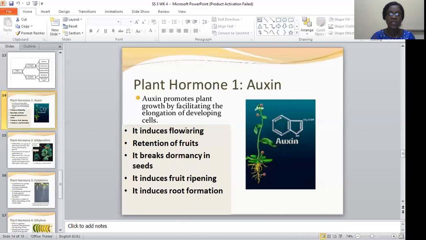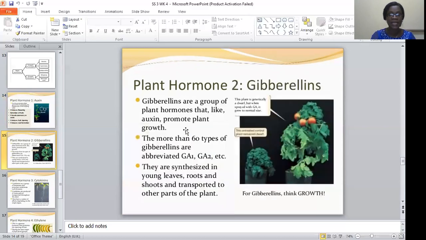It also induces flowering of plants. That is, you see the seed coming out beautifully well matured. It also helps in retention of fruit. You see the fruits coming out very big, very sweet, and it also breaks dormancy in seed. Auxin also induces fruit ripening. That is, if Auxin is present in a particular plant, before you know it, the fruits of such plants will ripen on time. Auxin also helps during the induction of fruit formation. That is all about Auxin. Let's see another plant hormone.